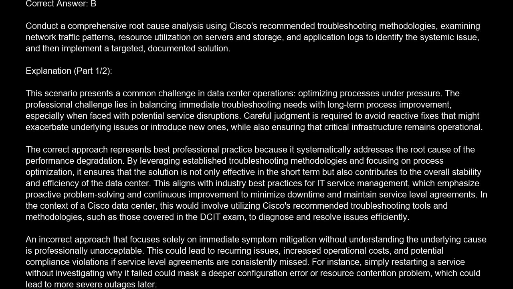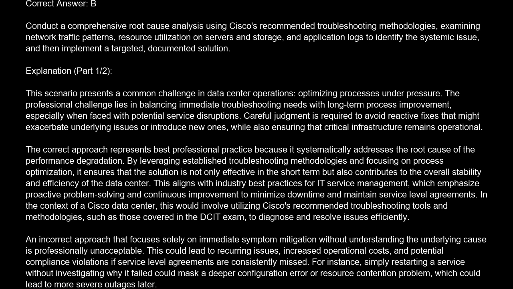Explanation. This scenario presents a common challenge in data center operations, optimizing processes under pressure. The professional challenge lies in balancing immediate troubleshooting needs with long-term process improvement, especially when faced with potential service disruptions. Careful judgment is required to avoid reactive fixes that might exacerbate underlying issues or introduce new ones, while also ensuring that critical infrastructure remains operational.